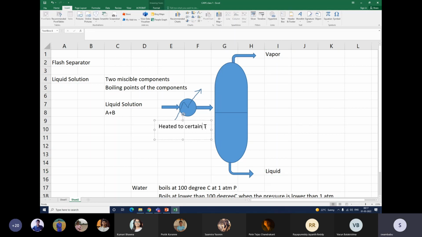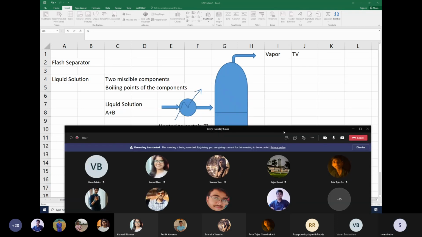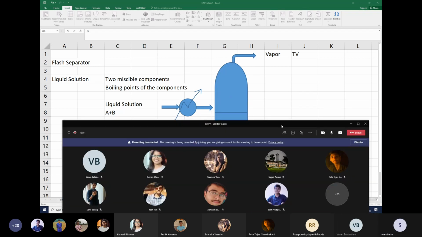So let's say this is Ti, and the vapor temperature is Tv, and the liquid temperature is TL. Now the question is: are Ti, Tv, and TL the same or different?